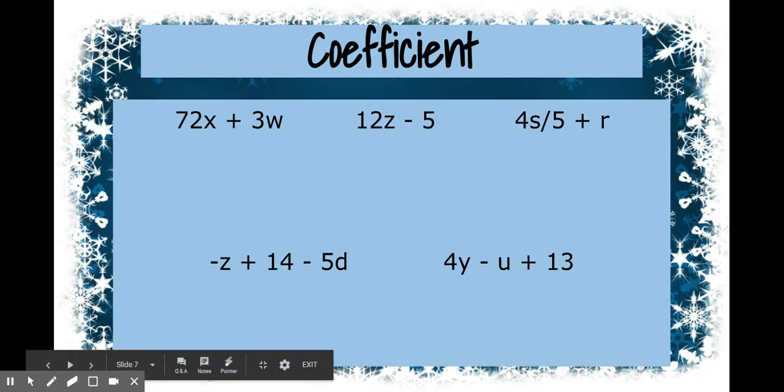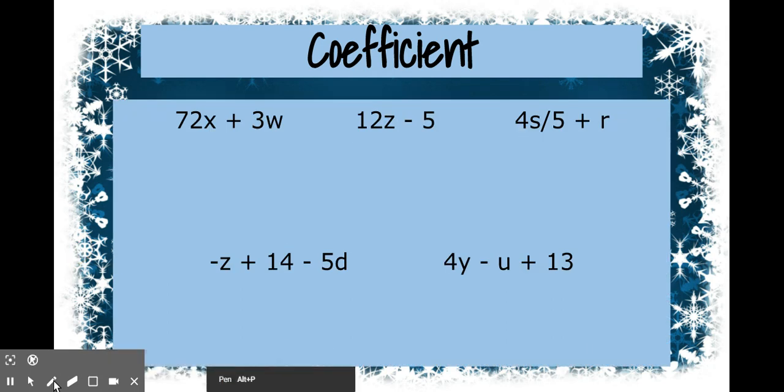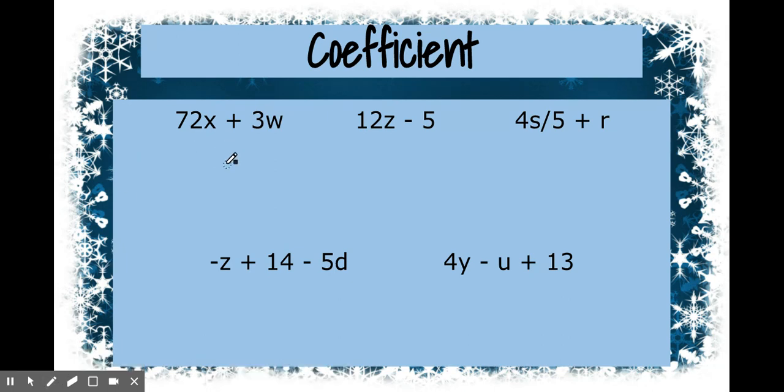Our first example is 72x plus 3w. So a coefficient is a number multiplied by a variable. So this is 72 times x. So my 72 is a coefficient. And then I have 3 times w. Well, the 3 is being multiplied by the w, which makes this a coefficient.